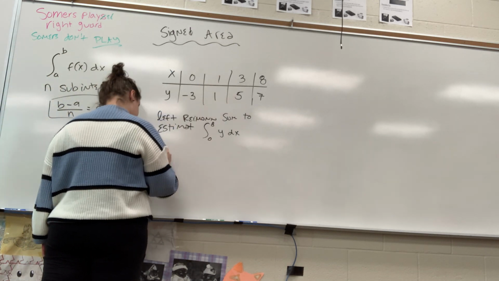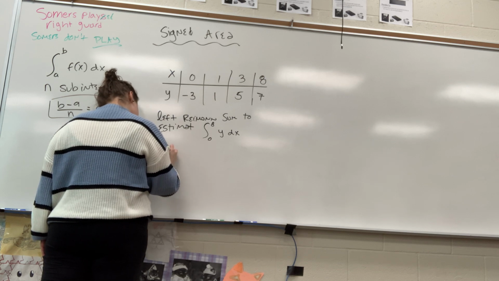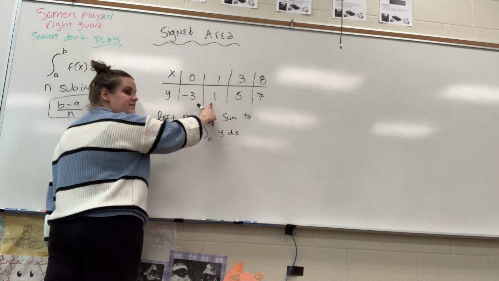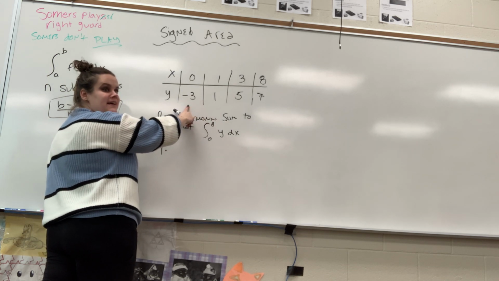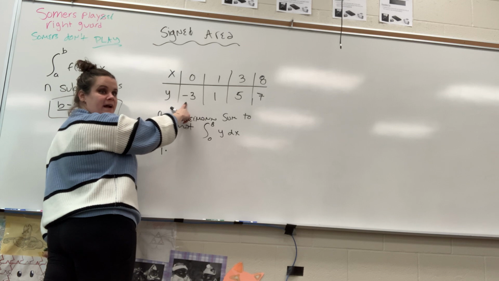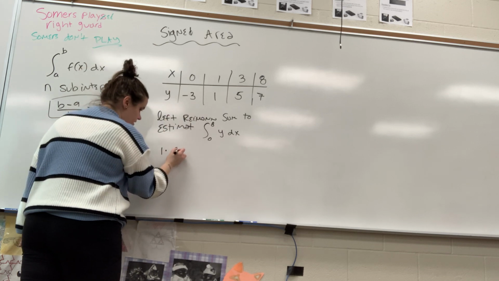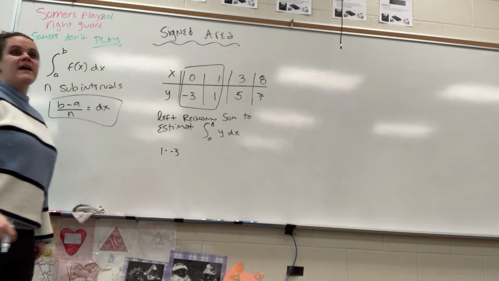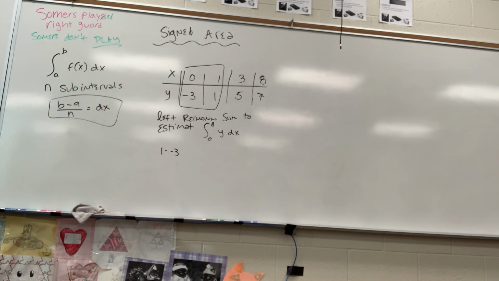1. So it would be -3. And if I'm doing a left sum, which endpoint of this subinterval indicates the height? The 0. This one. Yeah. So how tall is this rectangle? -3. Good. So there's my first rectangle, and I'm using the left endpoint to determine the height.